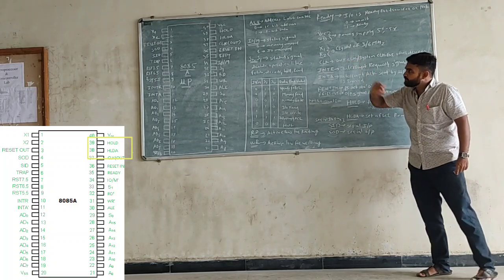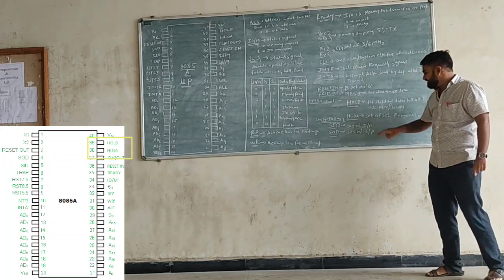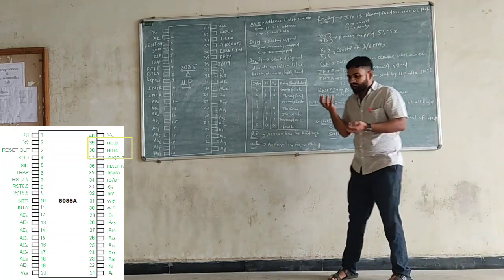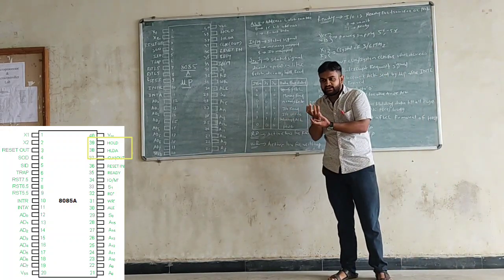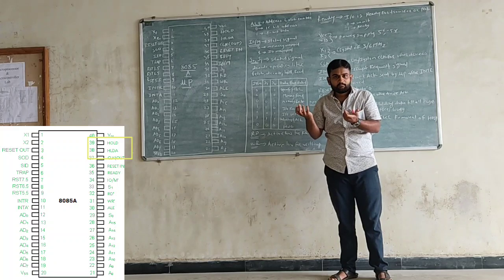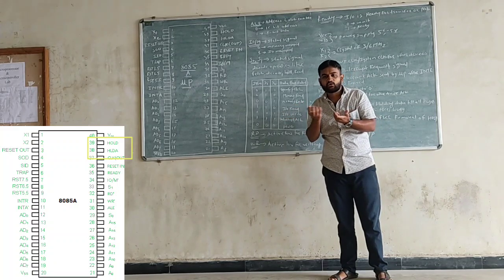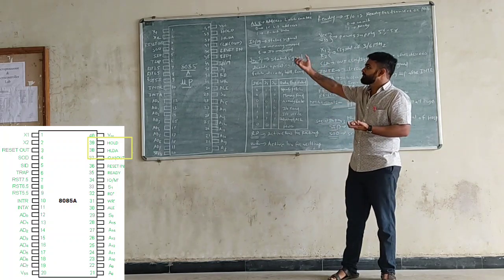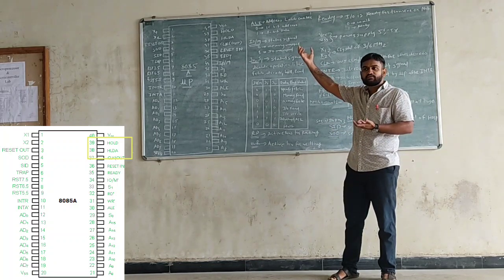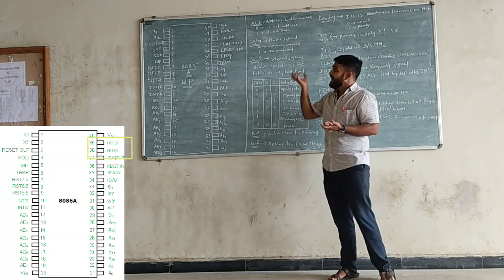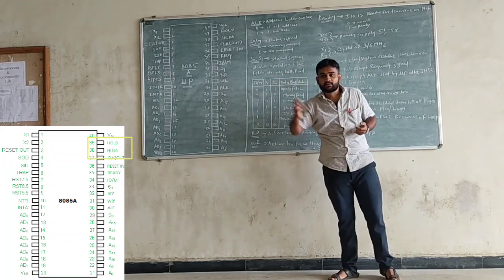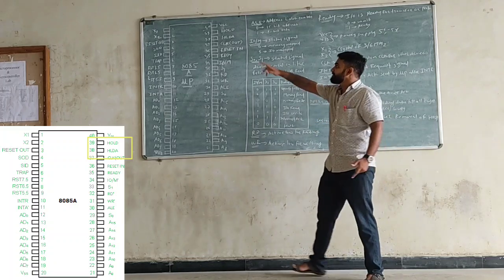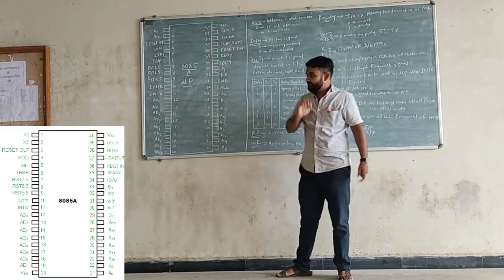Then what is the purpose of HLDA? HLDA is set after removal of hold. Whenever we are accessing something, the buses are busy. But when the buses are not busy, the hold signal is not going to be there. HLDA is there, and we are not holding any data. At that time, we have to tell the IO peripheral that we are not holding any data, so we don't have to wait. At that time, the HLDA signal is set.